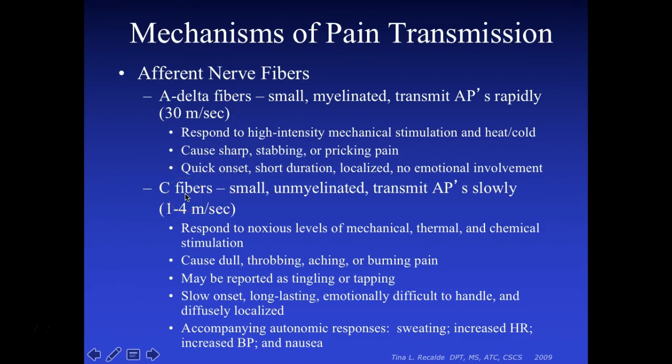Those are also small, but they're unmyelinated, and when you have an unmyelinated nerve, it takes it a lot longer to transmit that action potential, and you can see that it's about 1 to 4 meters per second compared to that 30 meters per second for that myelinated A delta fiber. So it's quite a bit slower in getting there. It also responds to that mechanical noxious stimuli and also to thermal, which would be that heat and cold, and also to chemical stimulations. It can cause that dull, throbbing, aching, or burning pain.